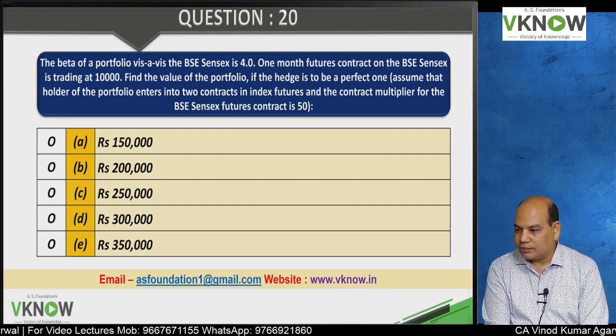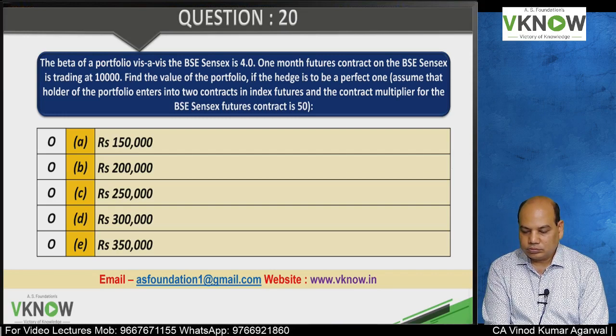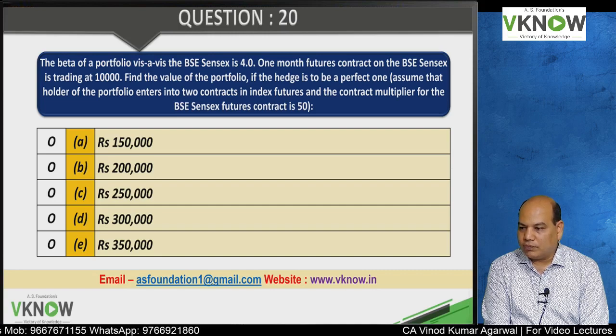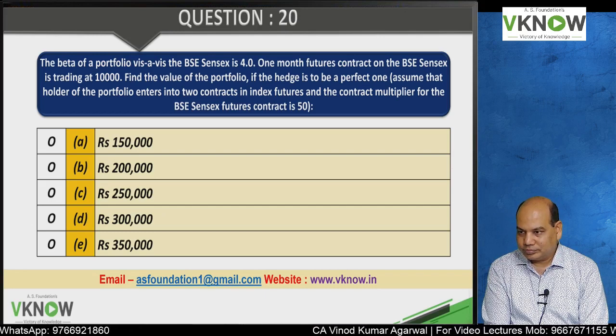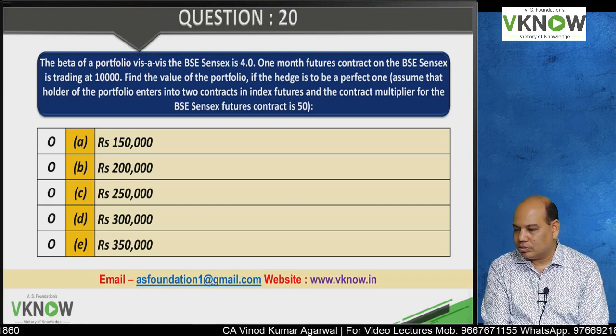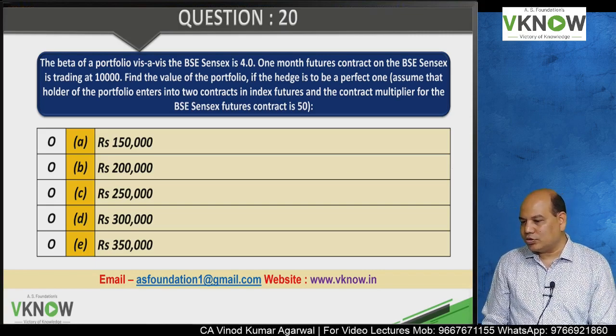Please try yourself. Beta of a portfolio is 4. What is the value of the portfolio? Student has given answer as 20C.